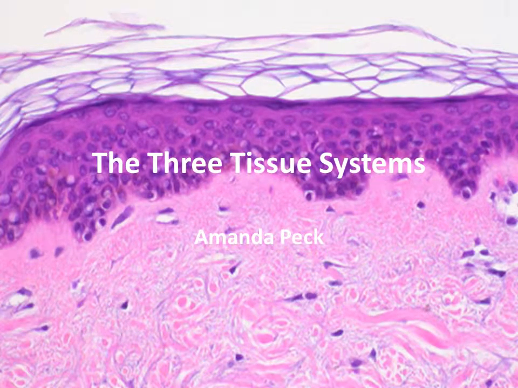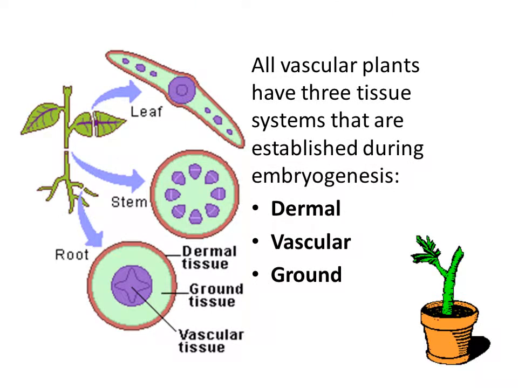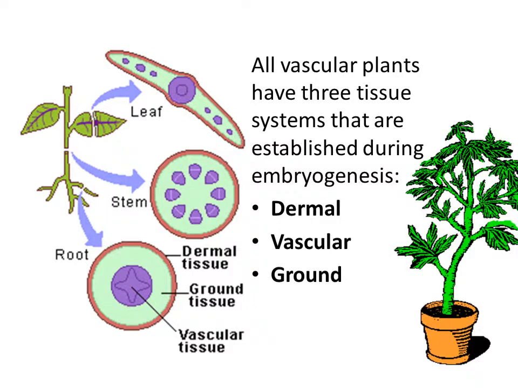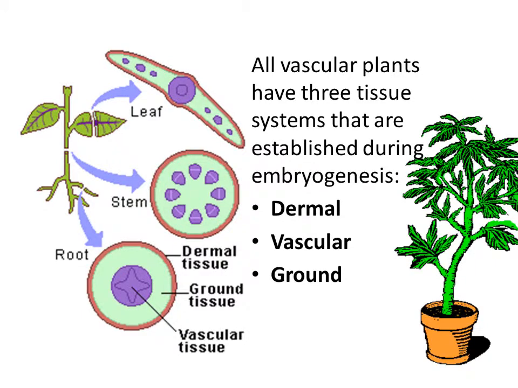The three tissue systems. What is tissue? Tissue is an organized group of cells with similar features that work together as a structural and functional unit. All vascular plants have three tissue systems that are established during embryogenesis. The three of them are dermal, vascular, and ground.